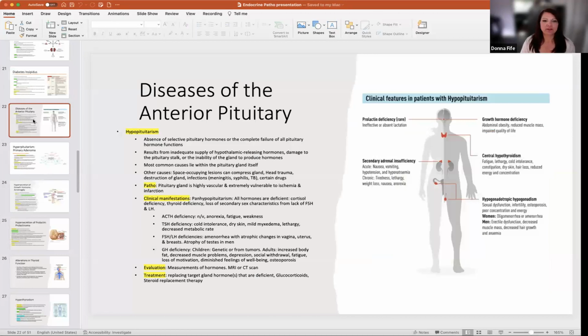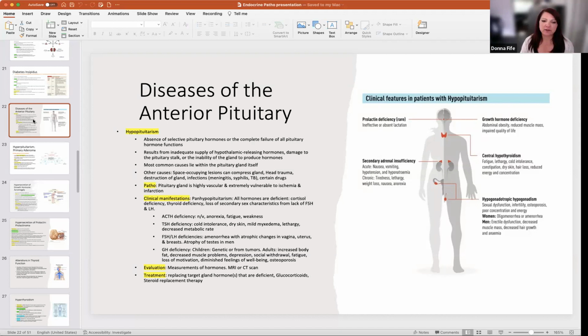All right, disorders of the anterior pituitary. We have hypopituitarism. There's an absence of selected pituitary hormones or the complete failure of all pituitary hormone functions. This results from inadequate supply of hypothalamic releasing hormones, damage to the pituitary stalk, or inability of the gland to produce hormones. The most common causes lie within the pituitary gland itself. Other causes: a space-occupying lesion that can compress the gland, head trauma, destruction of the gland, infections such as meningitis, syphilis, or tuberculosis, and certain drugs.